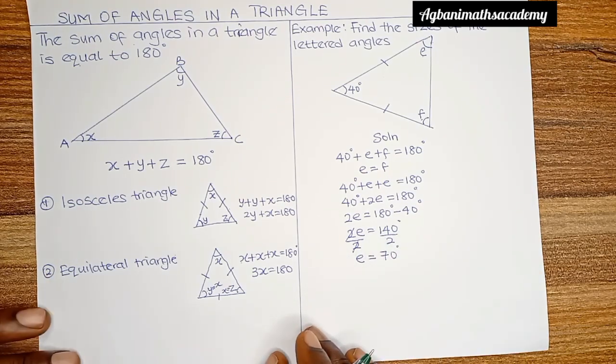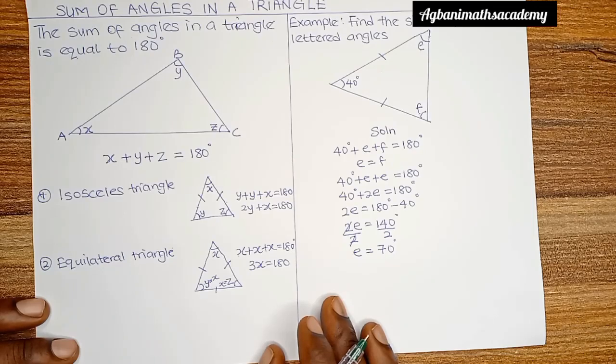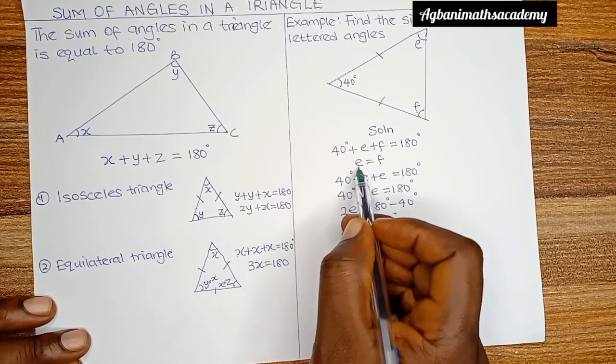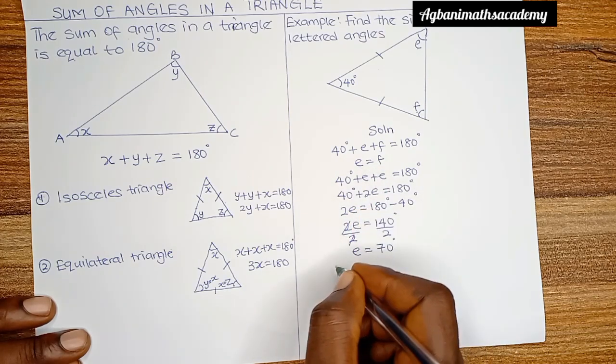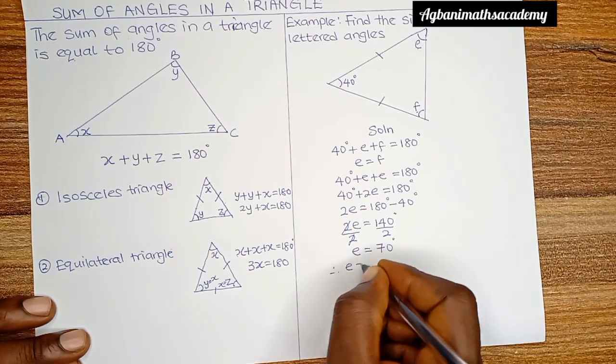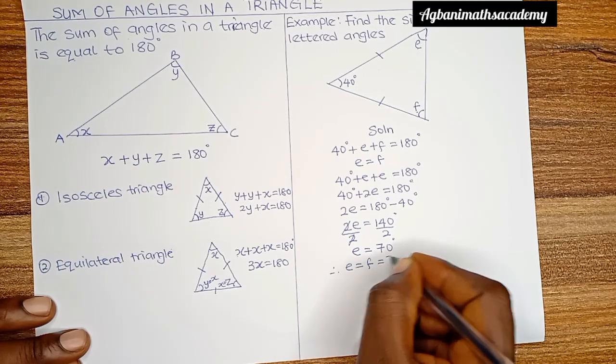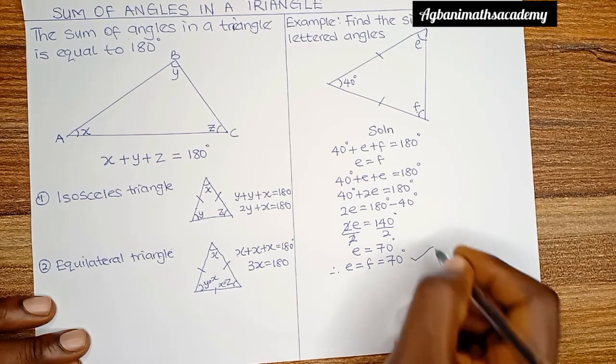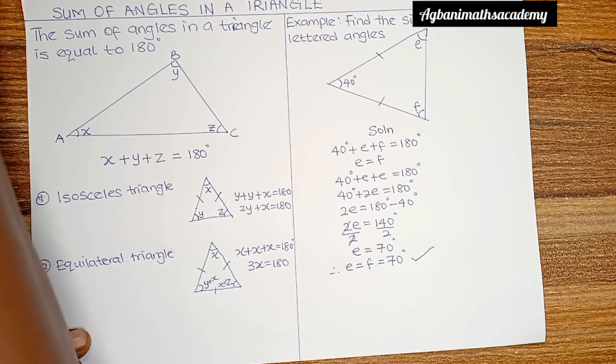So we've gotten our value of E to be equal to 70 degrees. So what will be our value of F? Remember, E is equal to F. This means, therefore, E is equal to F is equal to 70 degrees. So this means both E and F are equal to 70 degrees. This becomes the answer to this simple question.